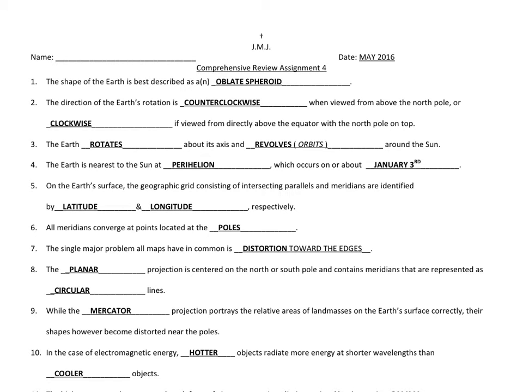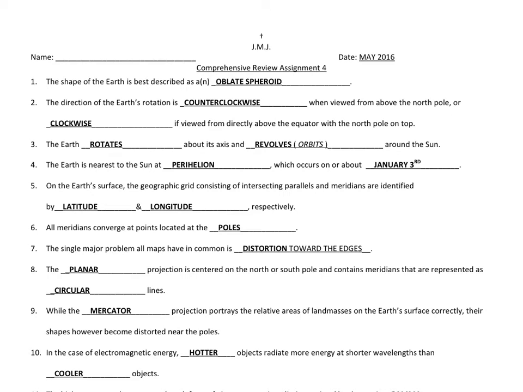Comprehensive Review, Assignment 4. The shape of the Earth is best described as an oblate spheroid. Remember that the poles are just squished down a little and the equator bulges ever so slightly. So we have an almost perfectly round Earth, but ever so slightly off.